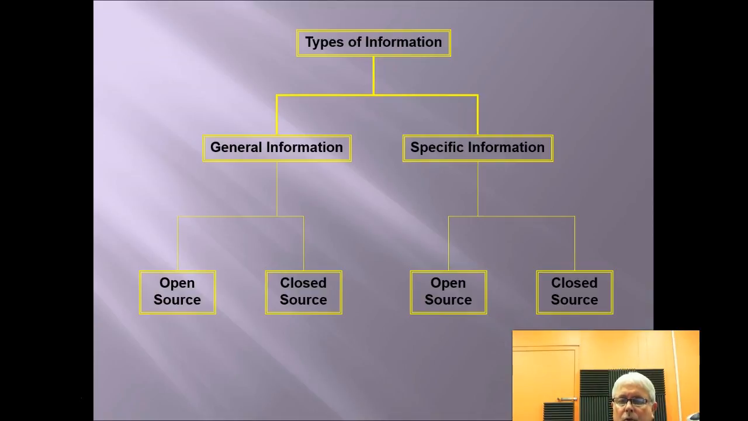Types of information. Open source, closed source. General information, there'd be open sources like the news, things that you can see in your visible world, or closed source, where somebody tells you something in confidence at work, or it's a work item that might have proprietary dealings with it. And specific information, same thing.